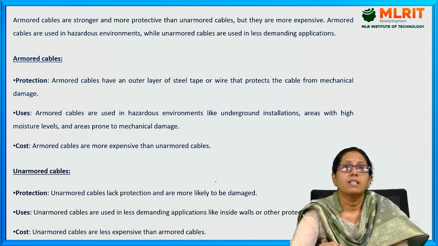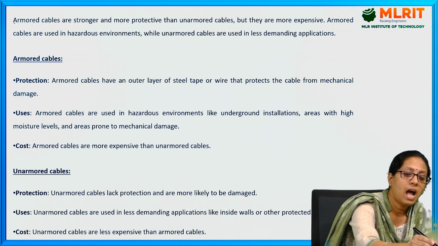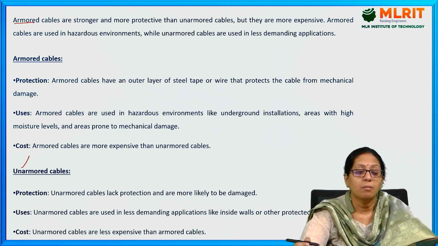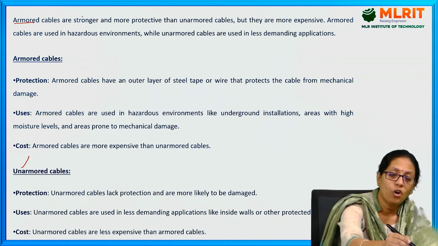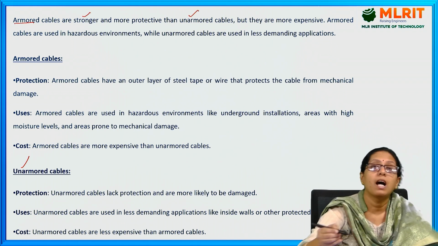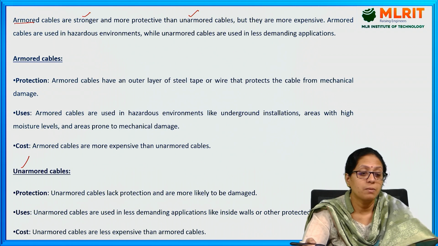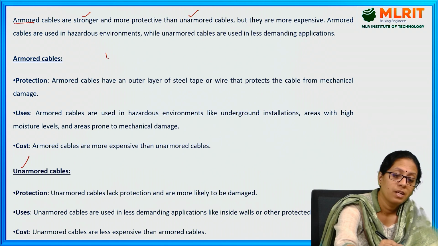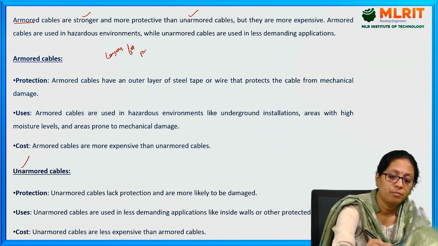Next one is different types of cables. As I said, armored or unarmored cables are there. Armored cables are stronger and more protective than unarmored cables. Armored cables means the diameter of the cable will be more, and there are more layers for protection.